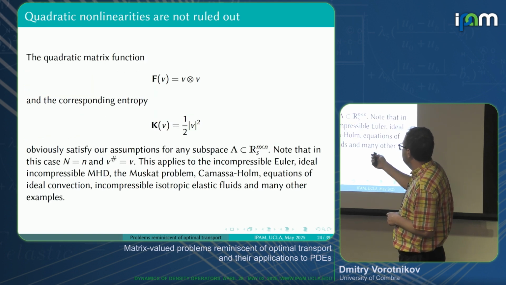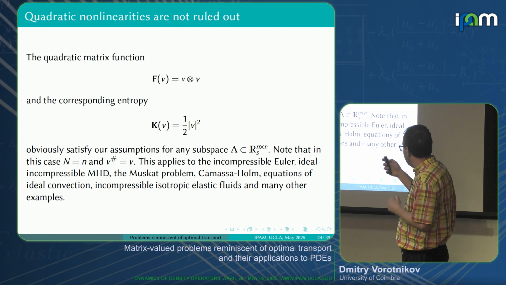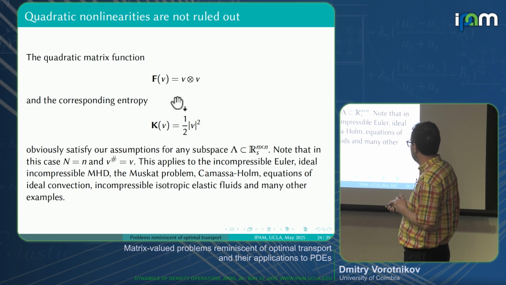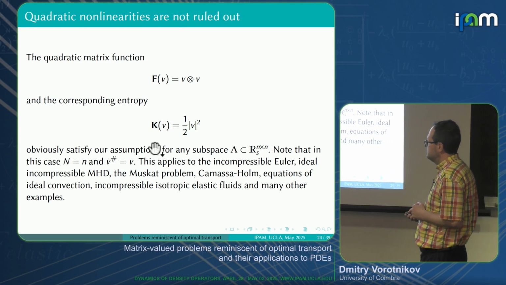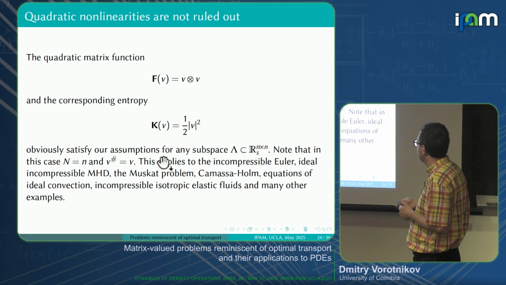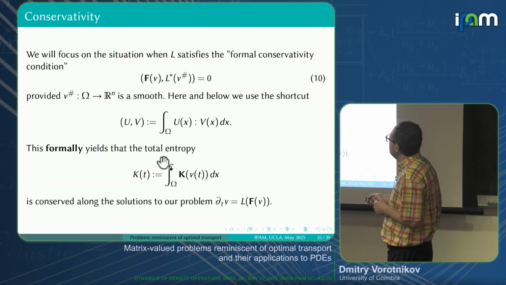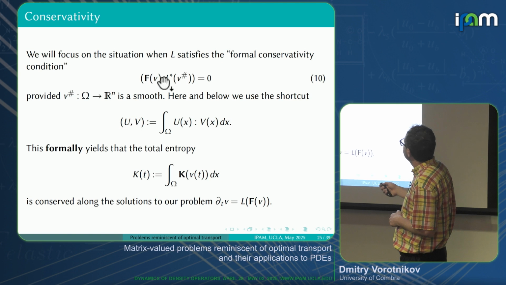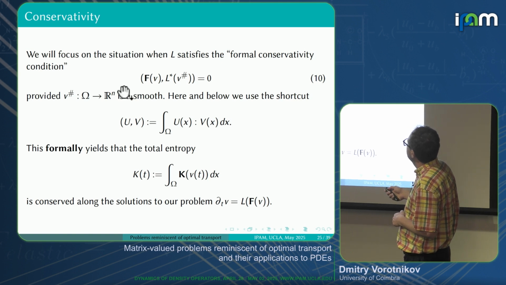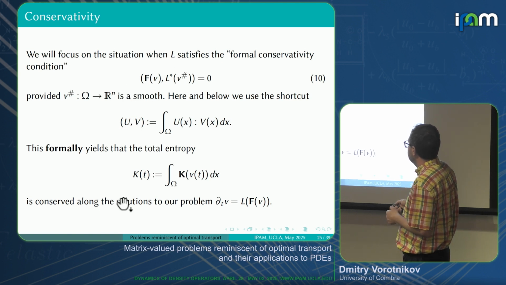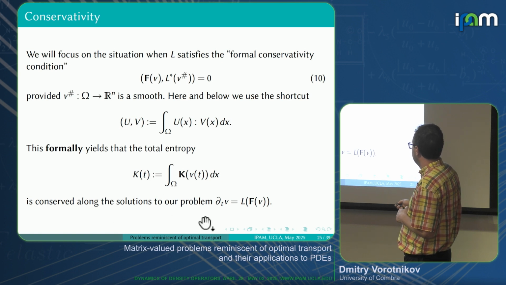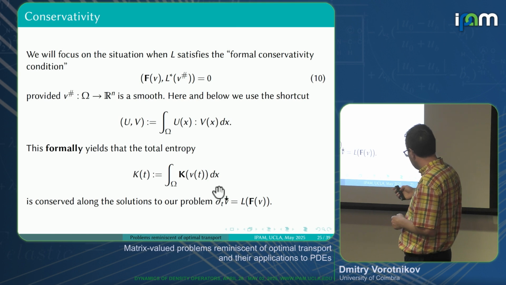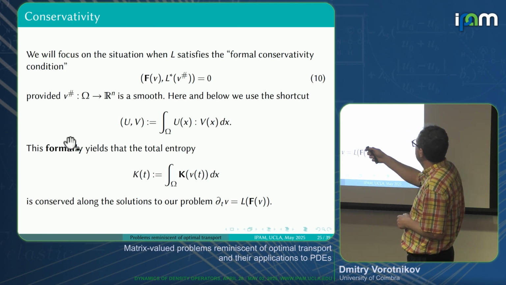And so, yes, this is quadratic, which is already said. And the quadratic case already includes many interesting examples, but I'm now also interested in non-quadratic problems. And now we assume this conservativity. Conservativity essentially implies that the entropy, the total entropy, is conserved along the flow, formally. You can write it in this algebraic way.